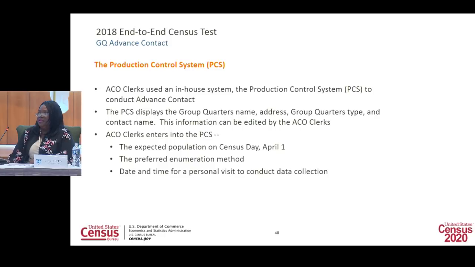Next slide. So the clerks in our area census offices use the production control system. This is an in-house system that is used for some other decennial programs, but it was tailored specifically to help us with GQ advanced contact. Within that system, the clerks enter the expected population day, which is census day, April 1st, the preferred method of enumeration, as well as a day and time for our enumerators to go out and conduct the data collection.